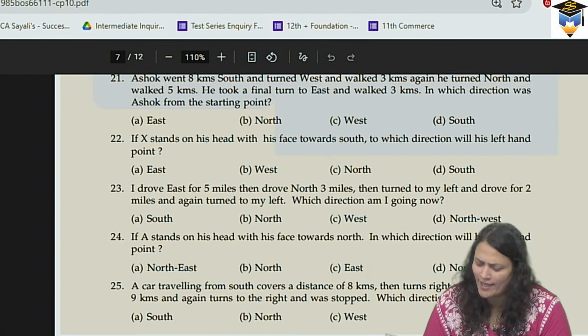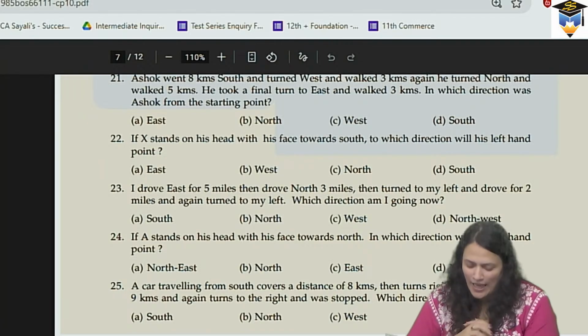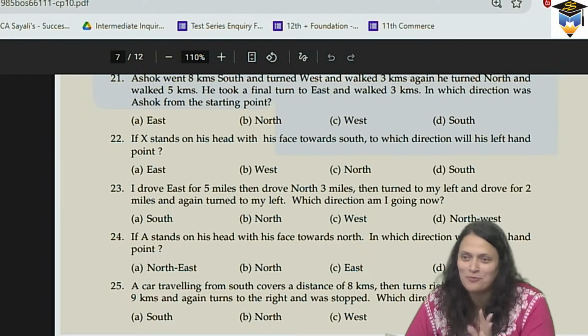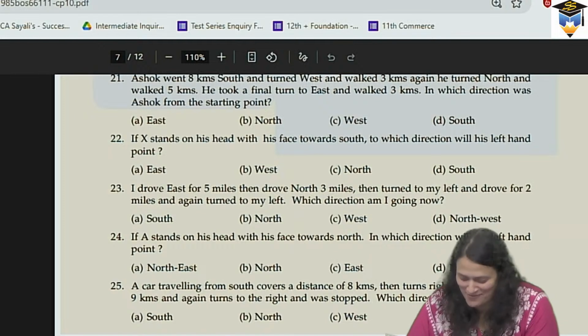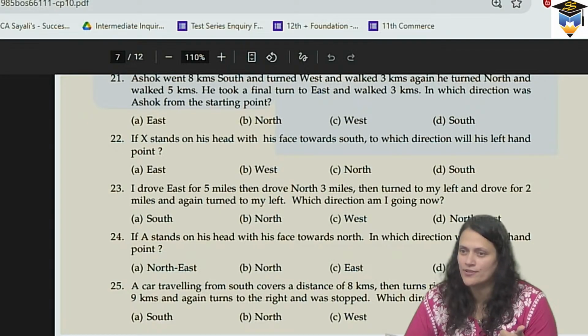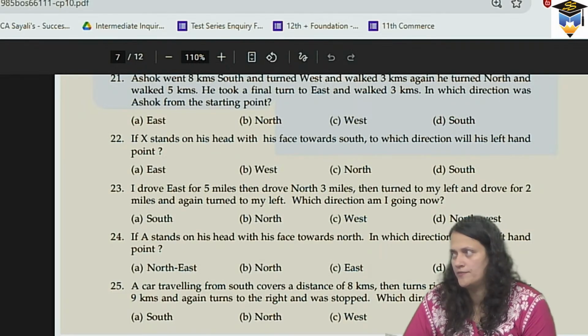If A stands on his head with his face towards north, in which direction will his left hand point? Suppose this is my north direction. If A stands on his head with his face towards the north, imagine that I'm standing upside down. Now where will his left hand point? Exact opposite. So the answer is east, option C for the 24th one.